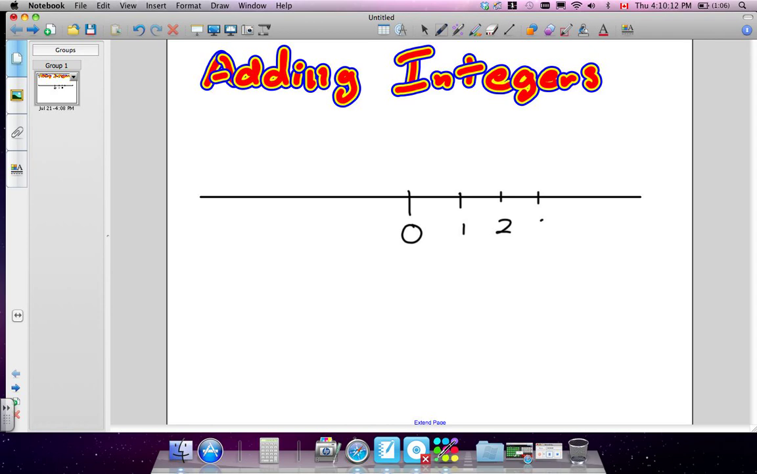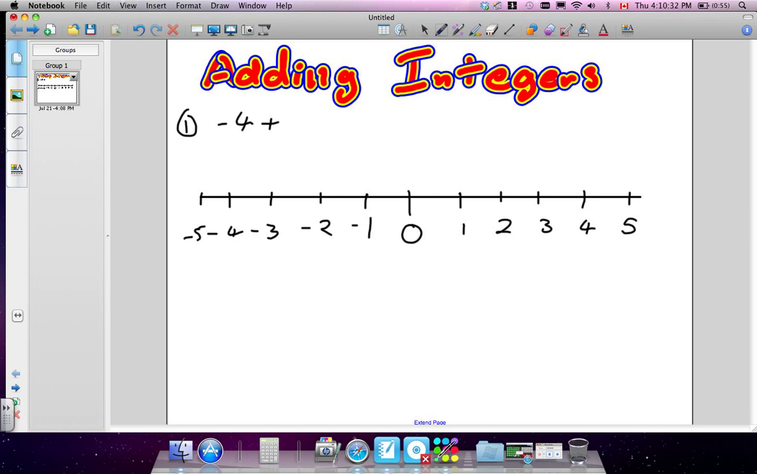1, 2, 3, 4, 5. To the right is normally the positive direction. To the left is normally a negative direction. Or I'm going to call that -5. Okay. Your very first question says what?